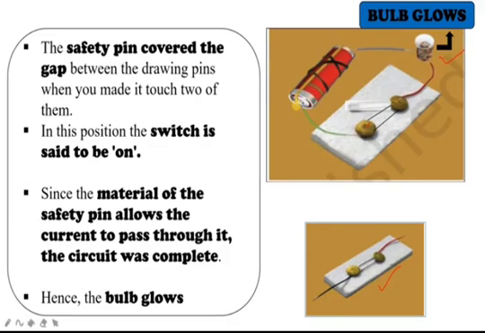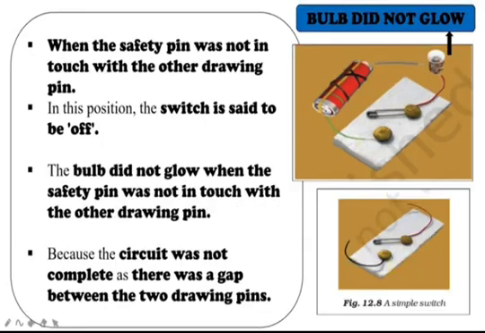Since the material of the safety pin allows the current to pass through it, the circuit was complete and hence the bulb glows. Here you can see the preparation of a simple switch with the help of a safety pin, and how it works.